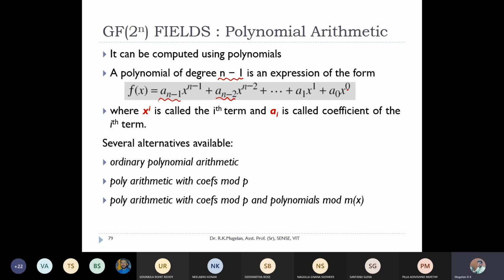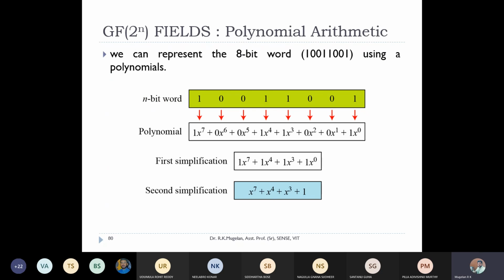How many of you came across this polynomial arithmetic in your school days or in your lower math? Can you raise your hands? How many of you have come across this one? Polynomial arithmetic? No, no one. Okay, good.